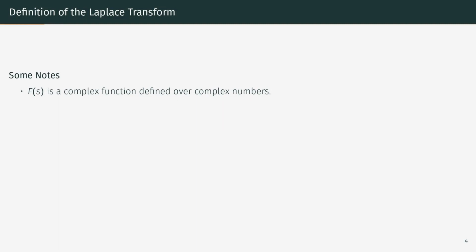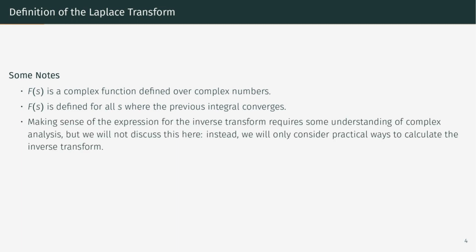There are some notes that we need to consider when looking at the definition of the Laplace transform. First, F of s is a complex function defined over the complex numbers. Second, F of s is defined for all s where the previous integral converges. Third, making sense of the expression for the inverse transform requires some understanding of complex analysis, but we will not discuss this here. Instead, we will only consider practical ways in which you can calculate the inverse transform.